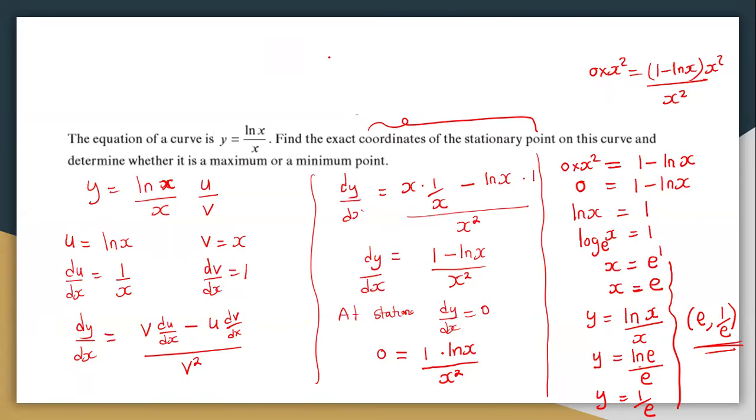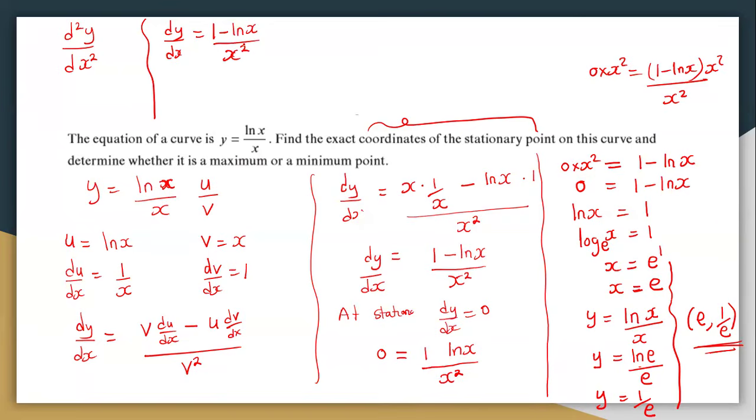Max, when we want to prove if it is maximum or minimum, we shall get the d2y dx squared. So from what we had got first, our dy dx was 1 minus ln x over x squared.